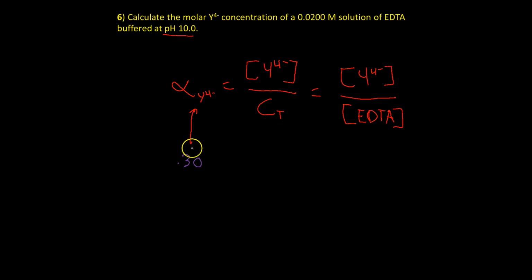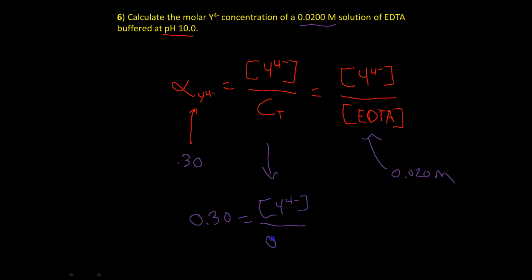right? That's our fraction association, and we already know our EDTA concentration, right? So this is a total amount of EDTA, and so that is 0.020 molar. And so now we can just rearrange this. So now we get 0.30 equals our Y4 minus concentration over 0.020 molar. Rearrange these guys and you find that in fact our concentration ends up being 6.0 times 10 to the minus 3 molar. And that equals our Y4 minus.